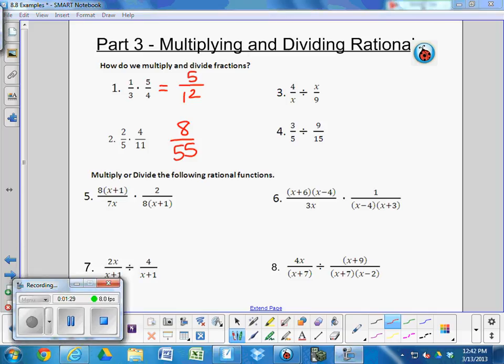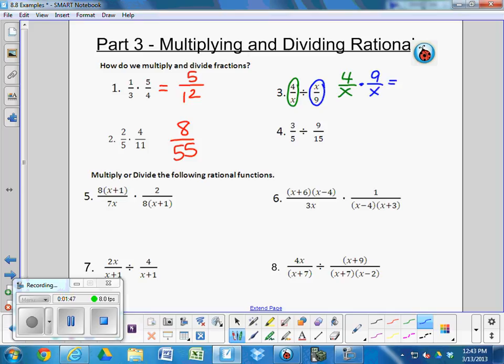When you're dividing, there are 2 different ways of doing it. You can either do this: never change the first fraction, change the second fraction to its reciprocal. What do you get? 36 over x times x is x squared. Okay, you do multiply on the bottom as well. So that's where you multiply by the reciprocal. That's one way of doing it.